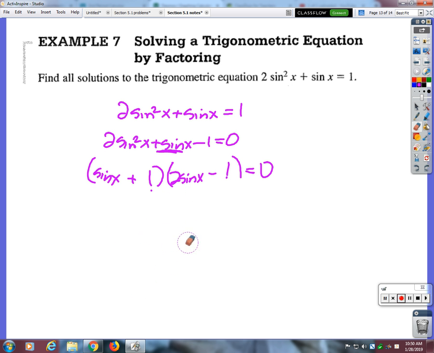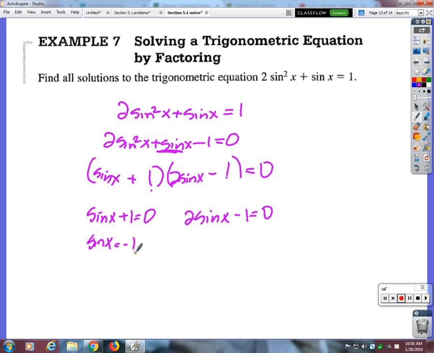Okay? All right, then the reason why that's handy is because if this times this equals 0, you know that the individual pieces have to be 0. So sine of x plus 1 equals 0, or 2 sine x minus 1 equals 0. Right? How do I solve sine of x plus 1 equals 0? Minus 1 from both sides. So if I minus 1, then I get sine of x equals negative 1.